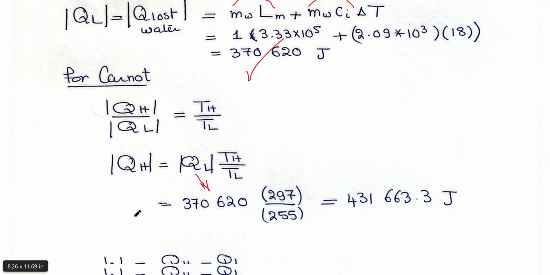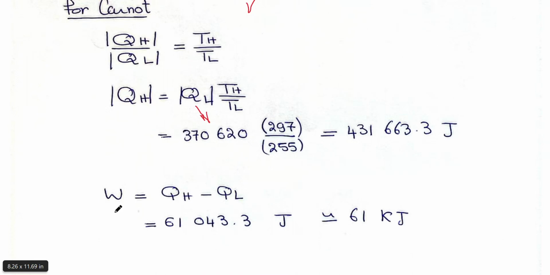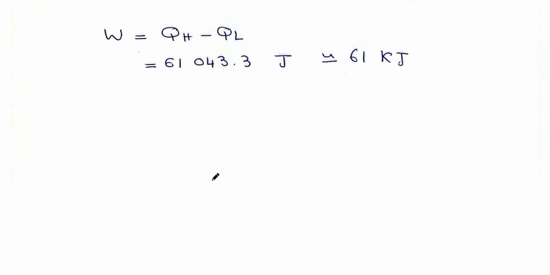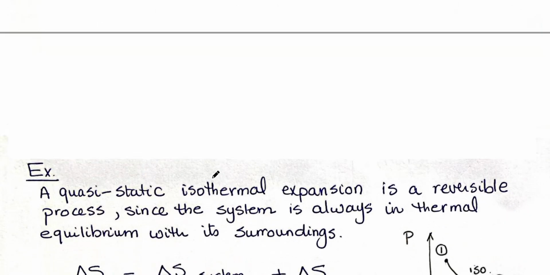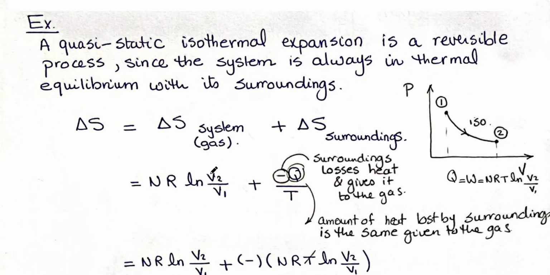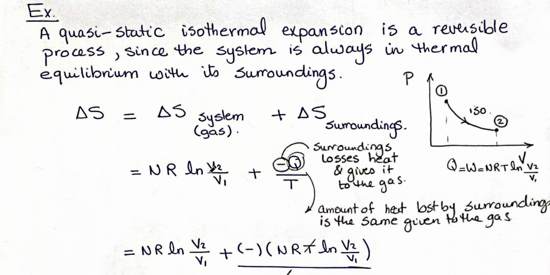Now we want to calculate the work operating the compressor. The work operating the compressor is QH minus QL. And of course, all are absolute values, which is 61 kilojoules. The next example is about the second law of thermodynamics and about the entropy.